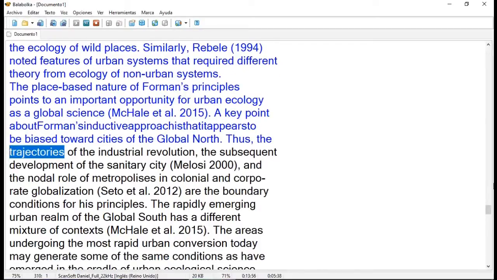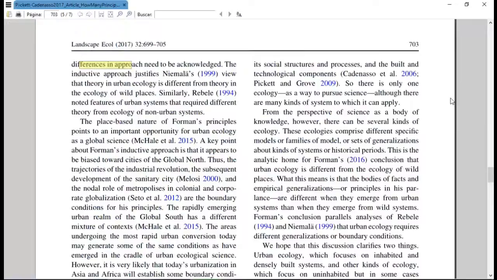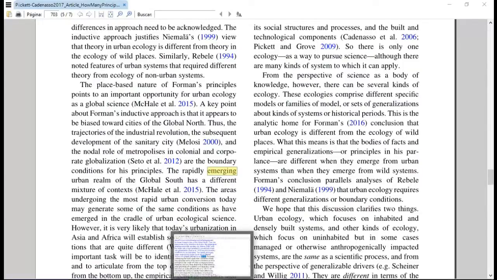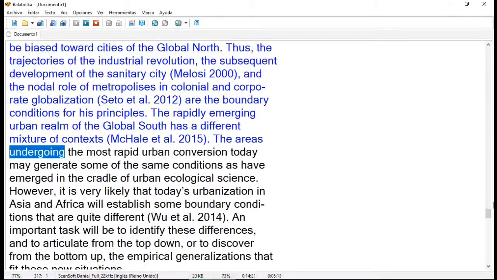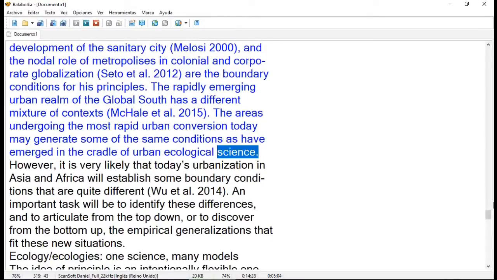Thus, the trajectories of the Industrial Revolution, the subsequent development of the sanitary city (Melosi 2000), and the nodal role of metropolises in colonial and corporate globalization (Ciddo and others 2012) are the boundary conditions for his principles. The rapidly emerging urban realm of the global south has a different mixture of contexts (McHale and others 2015). The areas undergoing the most rapid urban conversion today may generate some of the same conditions as have emerged in the cradle of urban ecological science.